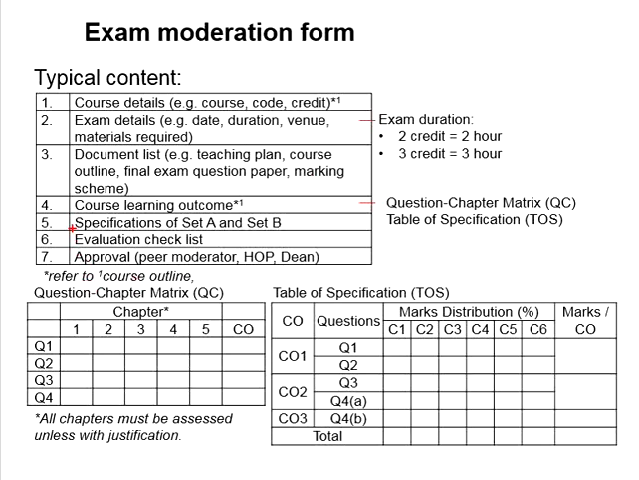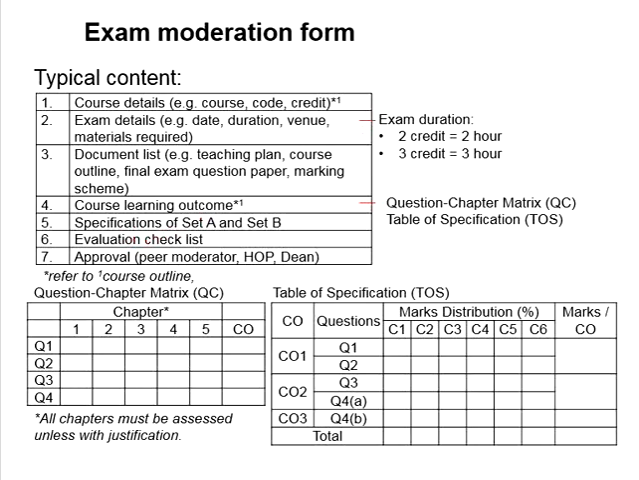Then later there will be a list of evaluations to check your final exam questions as well as the marking scheme. Among the checking criteria include ambiguities, errors or mistakes, whether it is in line with the teaching plan and the course outline, whether the TOS is well constructed, whether the intended levels of difficulty are fulfilled, and so on and so forth.